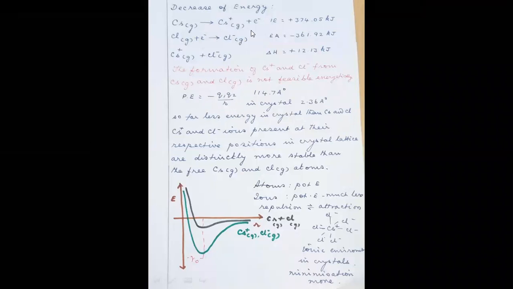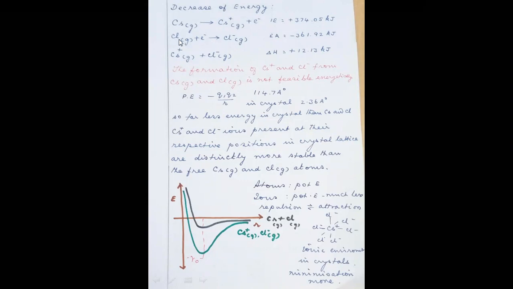Say for example, the first statement: cesium in the gaseous state, that is an atom separated or isolated. When one electron is removed from the cesium, the Cs+ gaseous ion is formed, and the ionization energy corresponding to this loss of electron is plus 374.05 kilojoule per mole. Actually, these are all calculated per mole.